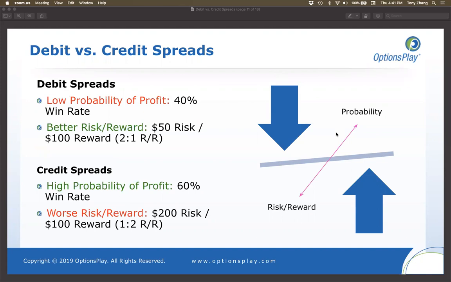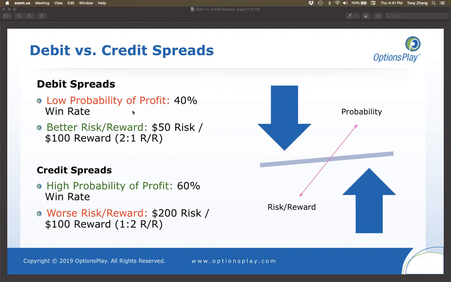And debit and credit spreads sit at opposite ends, as you can imagine, because it's really the difference between buying a call versus selling a call, or buying a put and selling a put. So debit spreads typically have low probabilities of profit. Many times you'll see probability of profits in the 30 to 40% range, but what they have is very good risk to reward. You're risking roughly 50 bucks to try to make $100. So if you're wrong, you lose $50. If you're right on the trade, you make $100. But that's not going to happen as often.